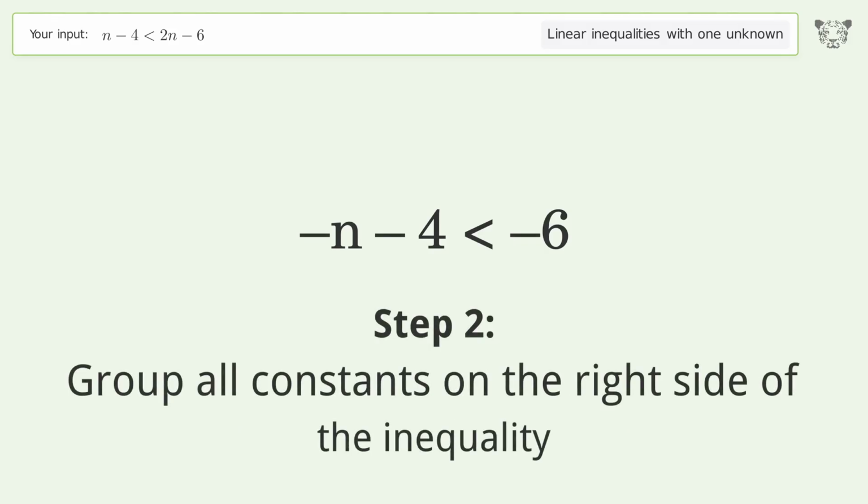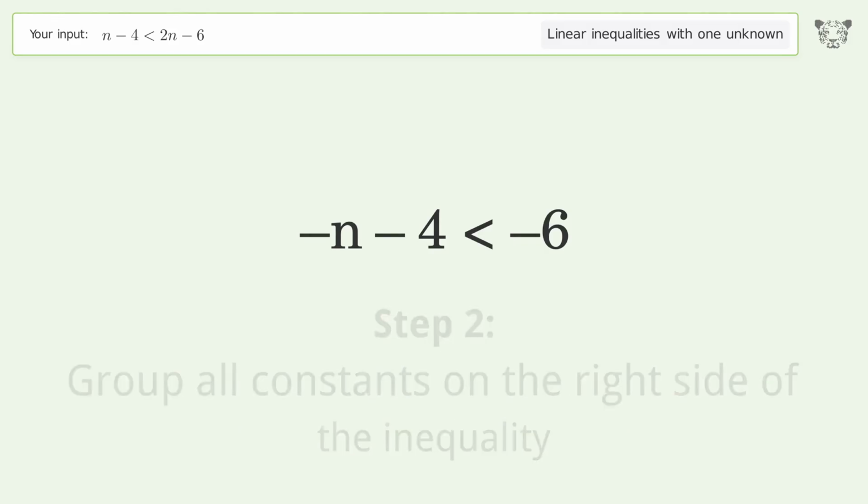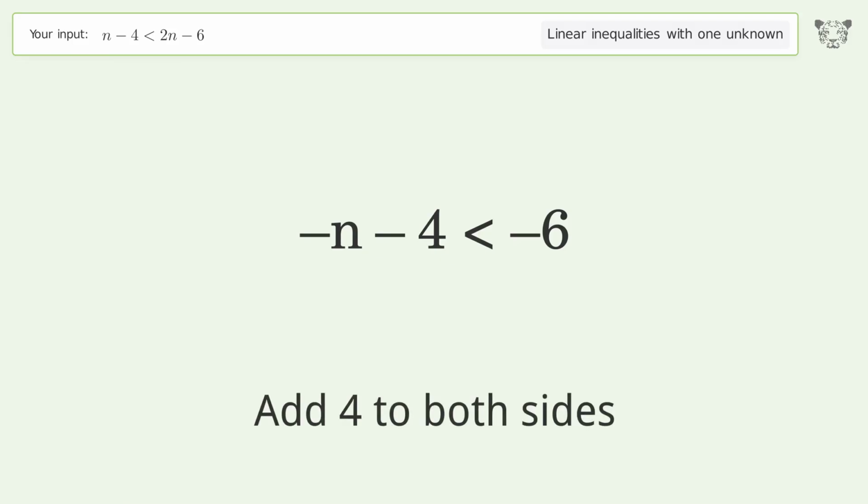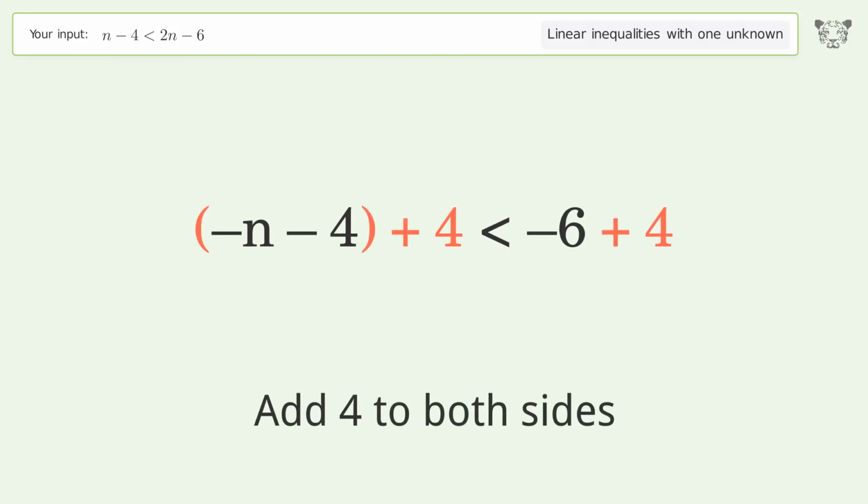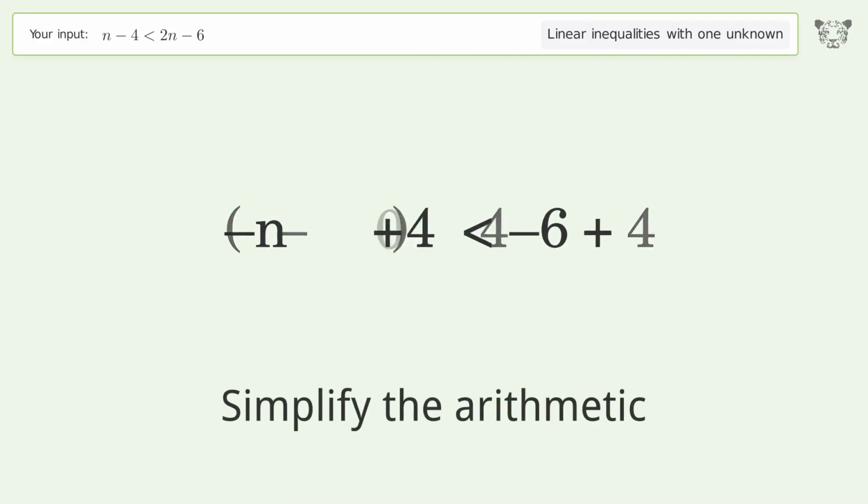Group all constants on the right side of the inequality. Add 4 to both sides. Simplify the arithmetic.